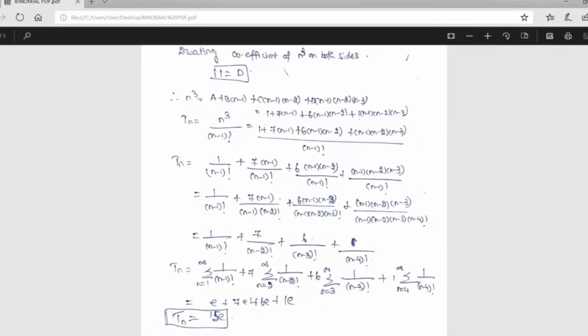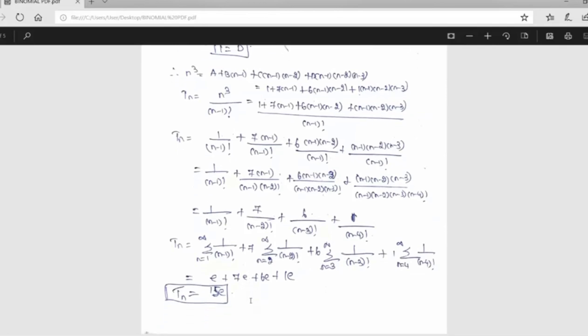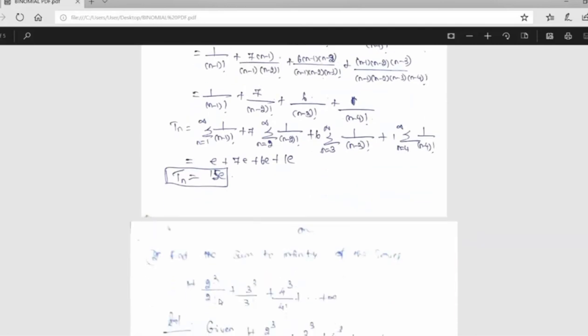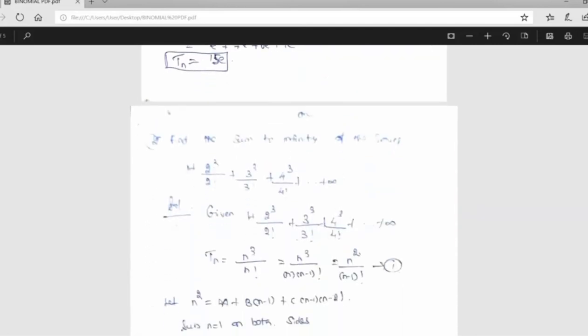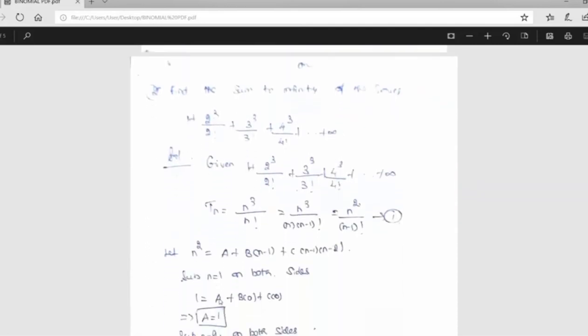So here in case you have n minus 4 and you start your n equal to 2, you won't get e. You'll get some other terms. So if you have your starting value for your n and the denominator the same, you will definitely get e only. So we have e plus 7e plus 6e plus 1e. So how many e values do we have in total? 15. So the sum to infinity of the series Tn is nothing but 15e.